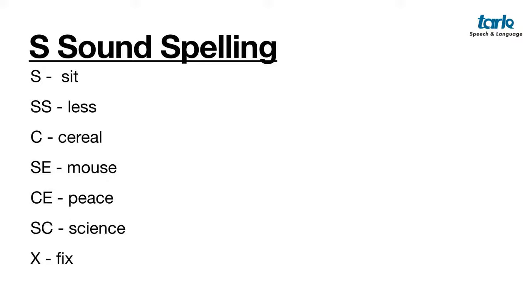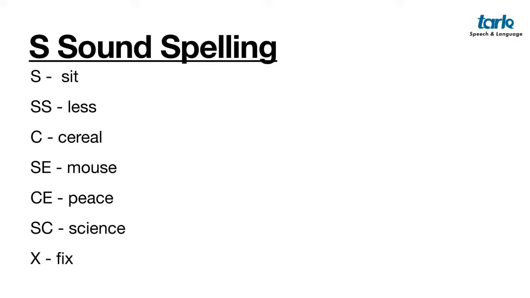So for the S sound, we can spell it S as in sit, SS as in less. We're not going to pronounce two S's. We're just going to say one, less. C as in cereal. Excuse me.